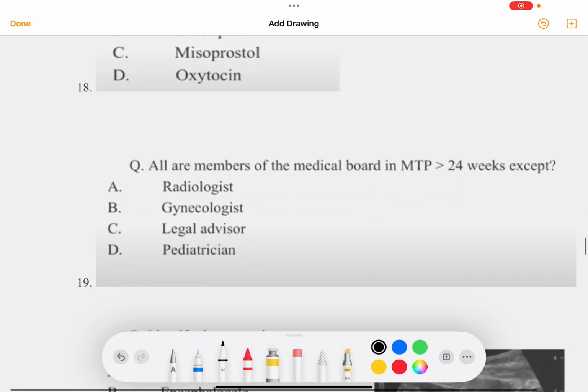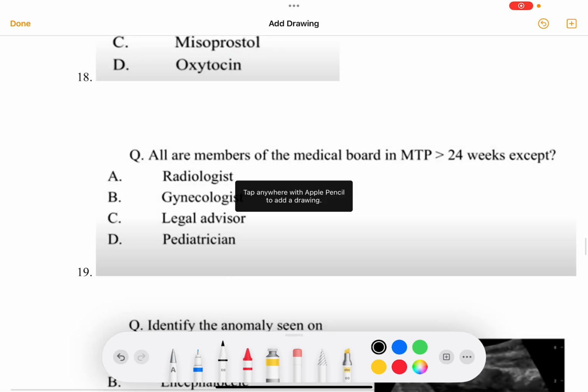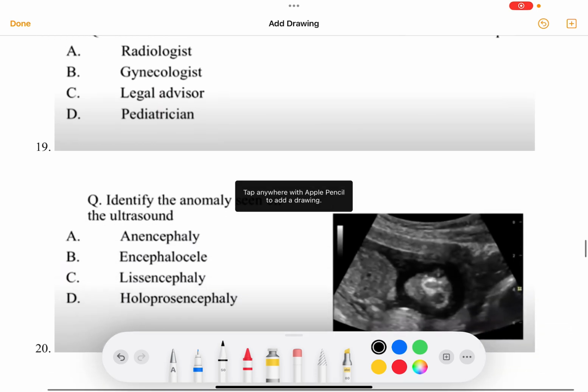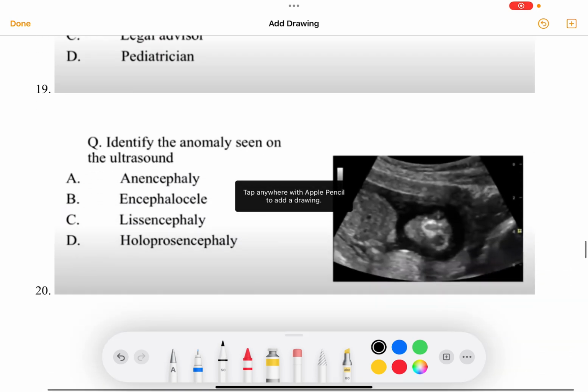Question number 19, all are members of the medical board of MTP except, this I have already told: radiologist, gynecologist and pediatrician, and a fourth person should also be a doctor. So answer C will be the wrong answer. Legal advisor cannot be the fourth person.